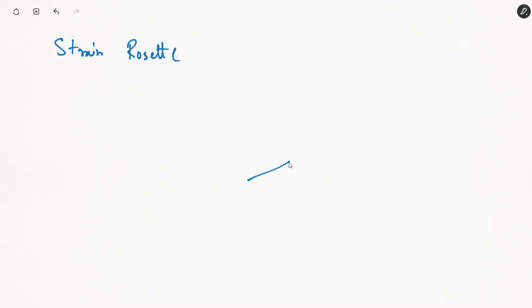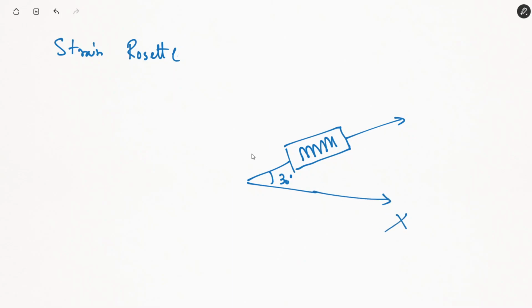Say for example, we take a case of a delta strain rosette. So in this, one set of coils represents one strain gauge, and it will be located at a particular angle. Another strain gauge will be aligned with respect to x, located in this direction. With respect to y, you'll have another strain gauge.